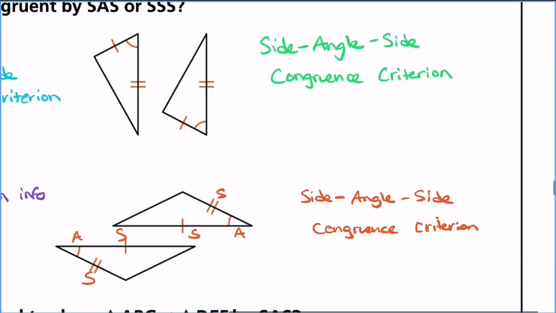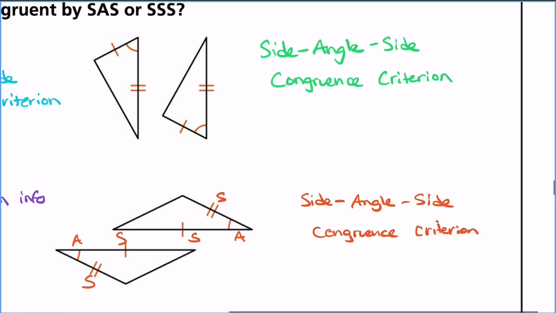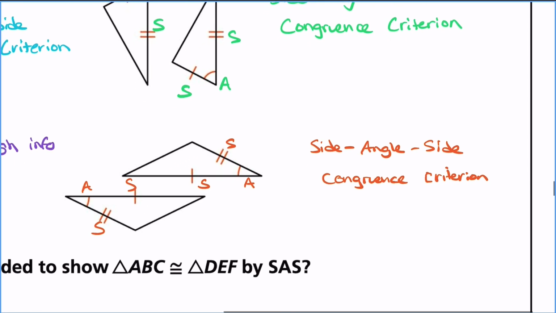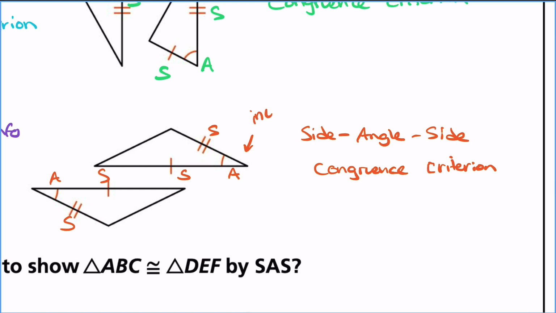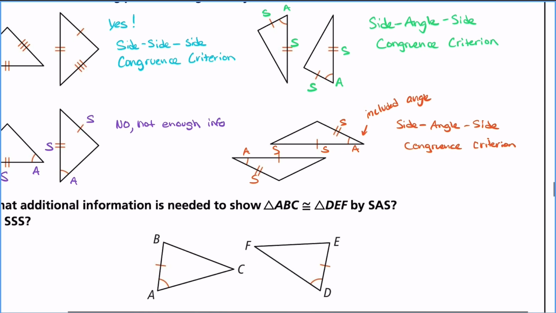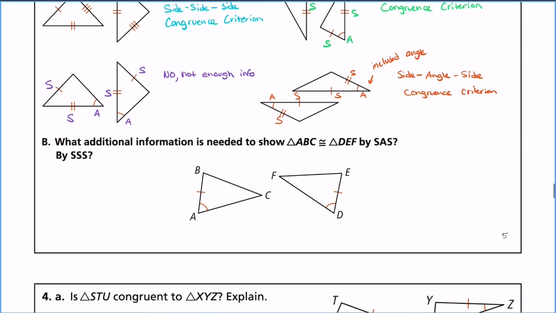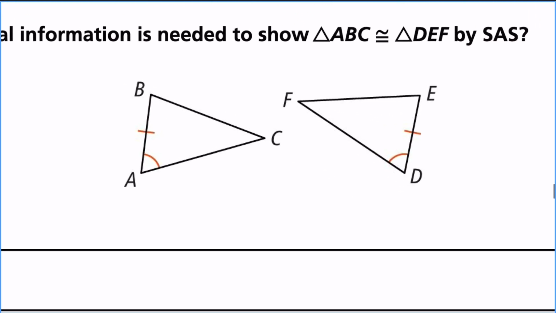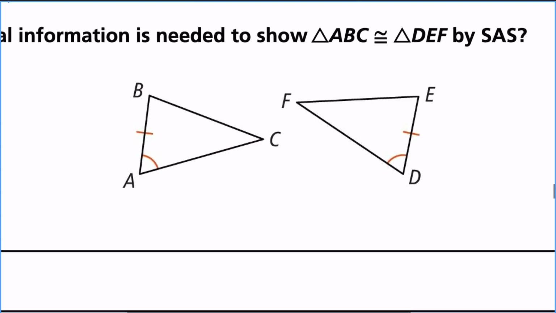Over here, we said that one's totally cool because of the side, angle, side congruence criterion. And I'll label that side, angle, side, and side, angle, side. For this one, SAS and SAS worked. Notice that your angle is included. And the next one says, what additional information is needed to prove these two triangles congruent by side, angle, side?